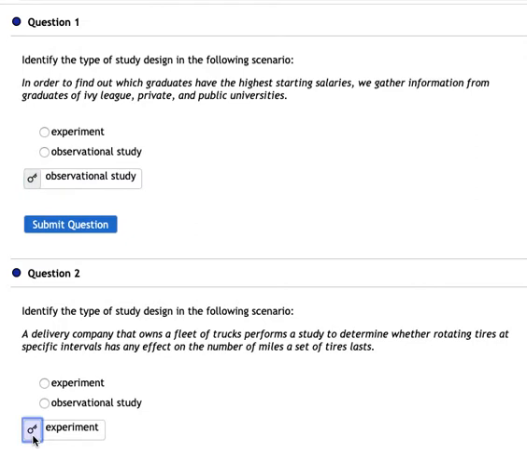So observational studies, you're just watching. Think of looking in the window at the kids. Experiment, you're giving some kind of treatment.